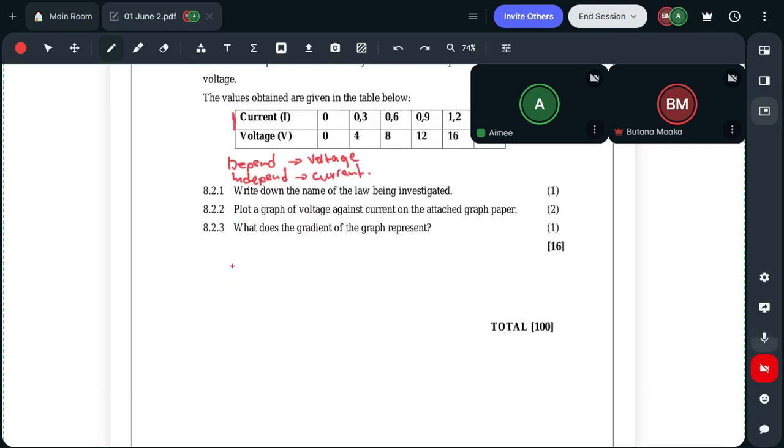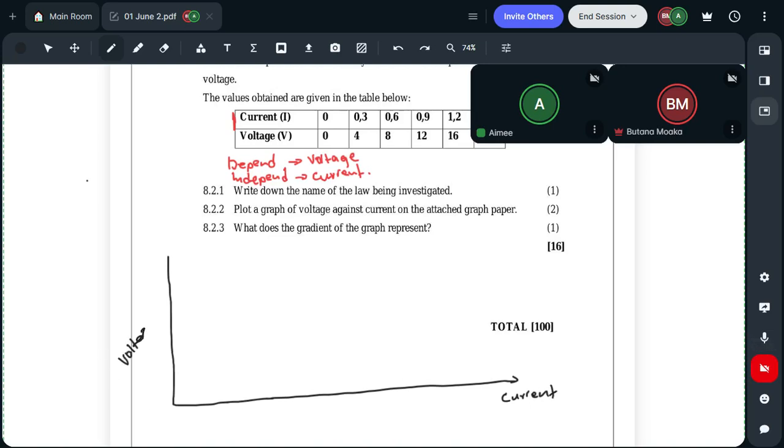Okay, so the next one, they say, what does the gradient of the line represent? So remember, your graph will look something like this. And they are asking you... I'm not sure if I should trust you on this one. Let me just plot the graph. I know that you guys always like to say, yes, we understand, and then come exam... And then this will be the current, and then this will be the voltage.